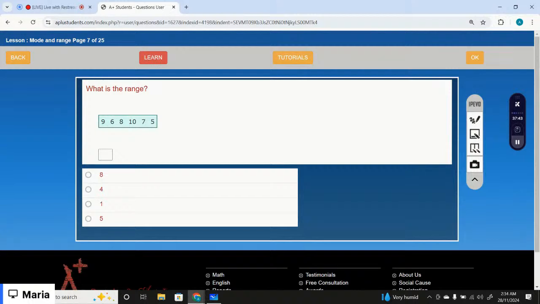What is the range? That is 10 take away 5. The greatest number is 10. The smallest number is 5. So 10 take away 5 is 5. The range is 5.